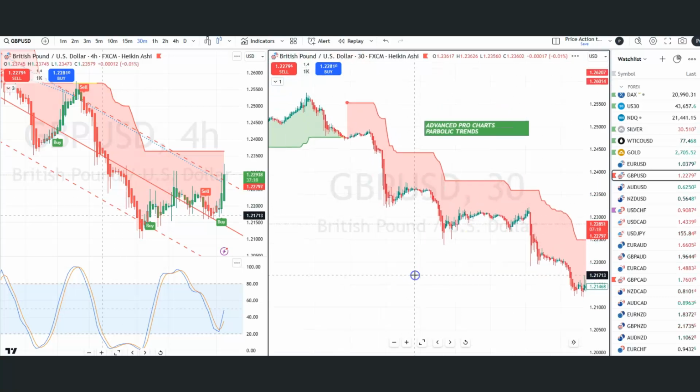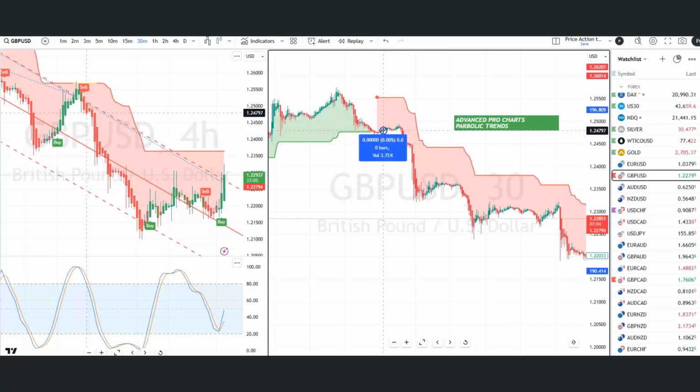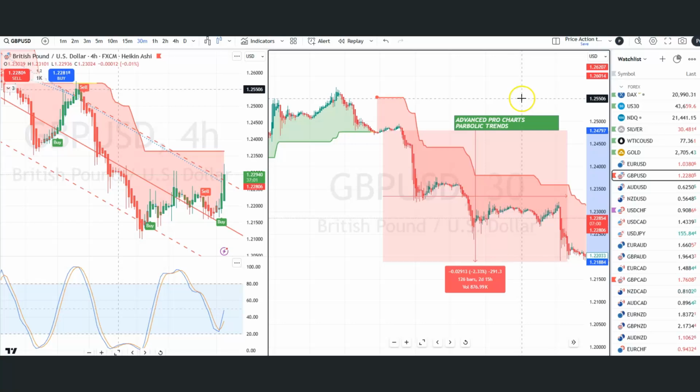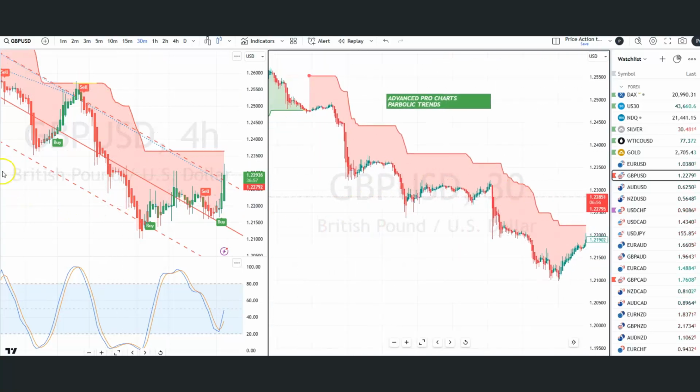So if you have the advanced pro charts, parabolic trends, then this is the answer to your prayers. If you've suffered losses but want to recover them, then this is the way to do it. So let's have a look at this. Breaker structure on its way down, 290 pips. Actually, it's a lot more than that. Wow.